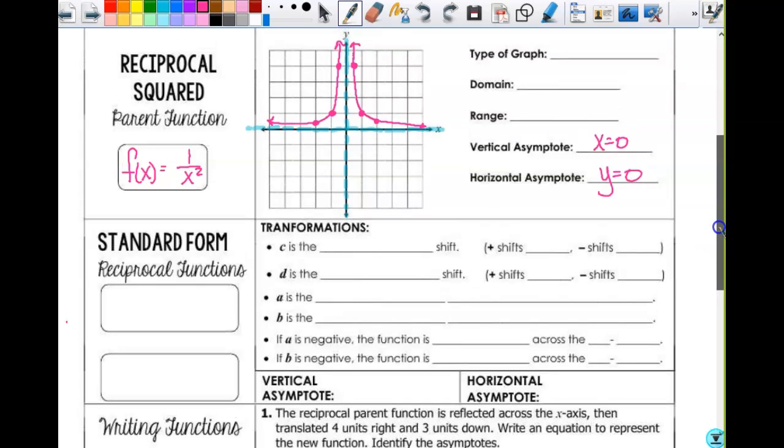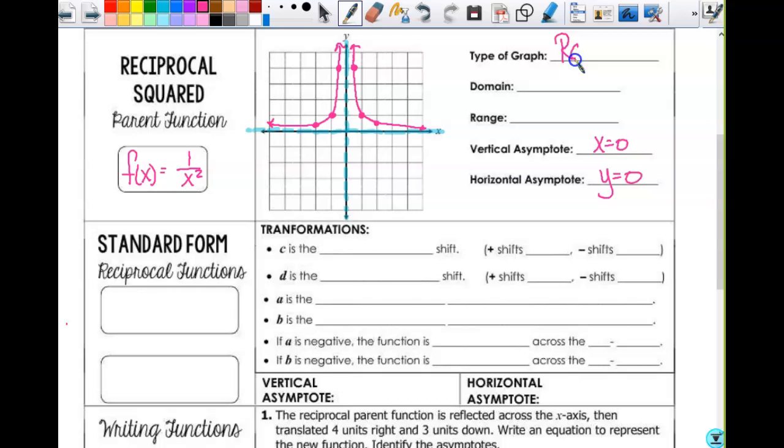So the type of graph, this is still a rational function. The domain, -∞ to 0, and then 0 to infinity, just like the other one. But my range is different. I'm just going from 0 to infinity. What questions do we have? Okay.